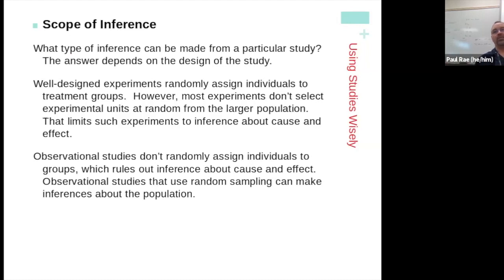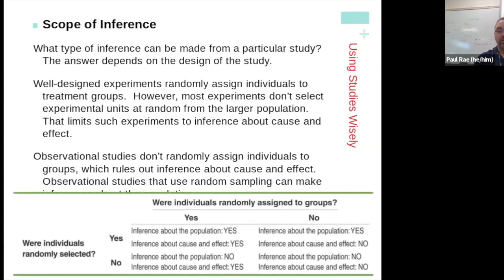Okay. Observational studies, because we don't randomly assign people to groups, usually can't establish some sort of cause and effect, but we could randomly select our participants, so that could pertain to a larger population.